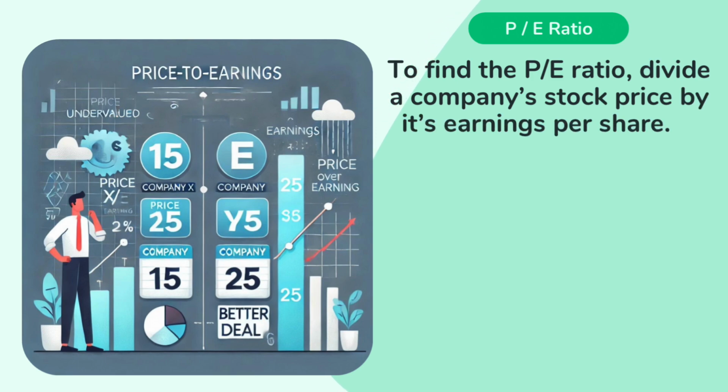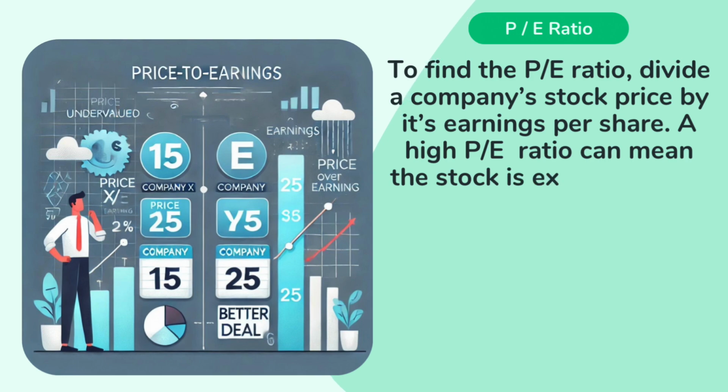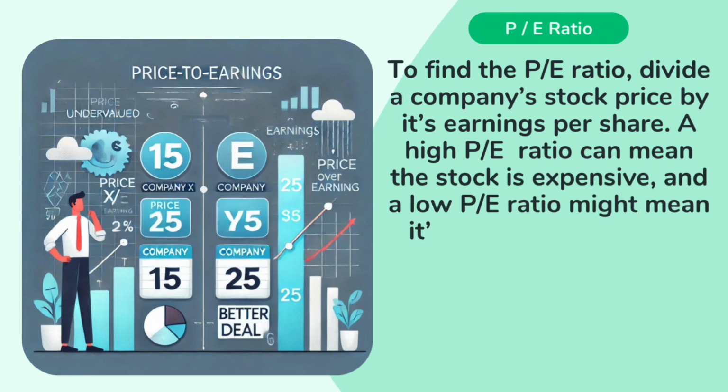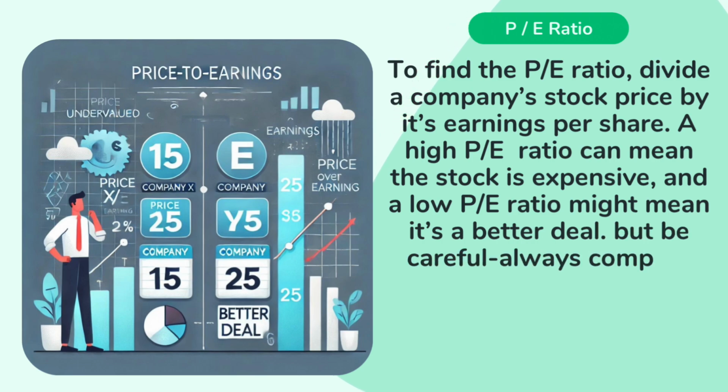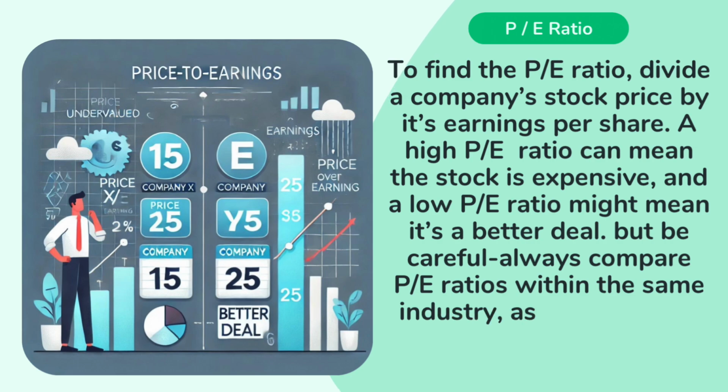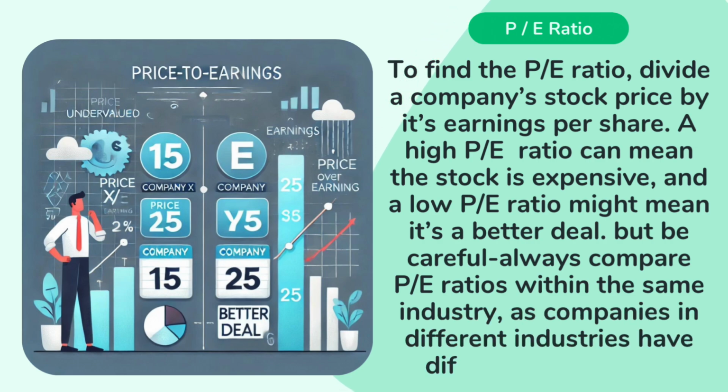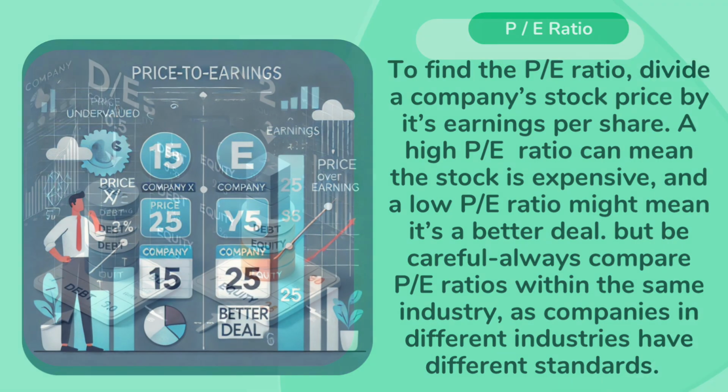This is one of the most common ratios that investors look at. To find the PE ratio, divide a company's stock price by its earnings per share. Imagine two tech companies. If a company has a PE of 15 and the other is 25, the one with the PE of 15 may be cheaper as long as everything else is similar.